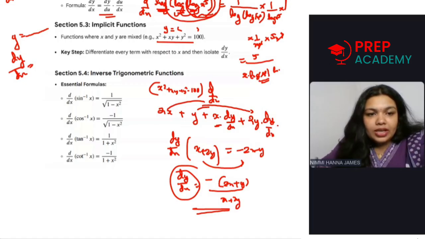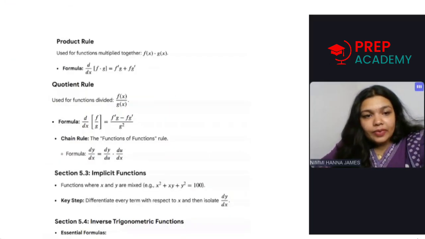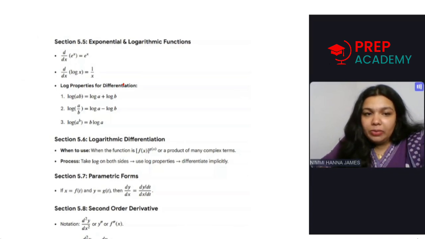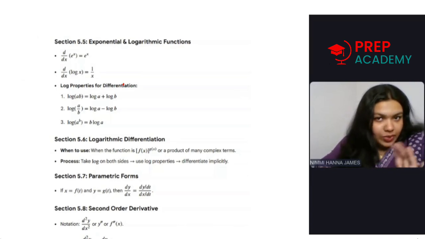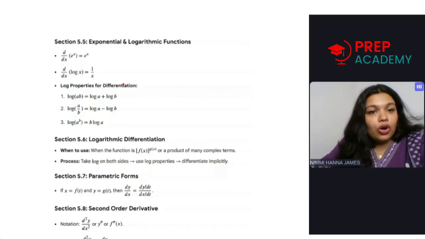Then inverse trigonometric functions are there. You have to know all of these values for sine inverse x, cos inverse x, tan inverse x, cot inverse x and all. And then exponential and logarithmic functions. The differential of an exponential function e raised to x is e raised to x itself. For log x it is 1 by x, that we have already done here, right? Log x is 1 by x, and some properties are there.